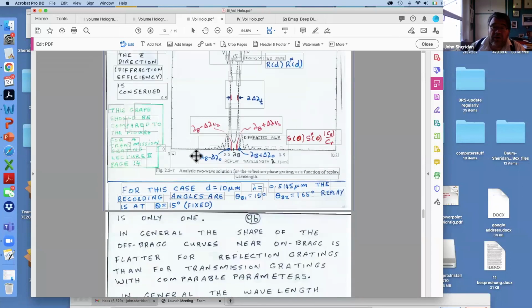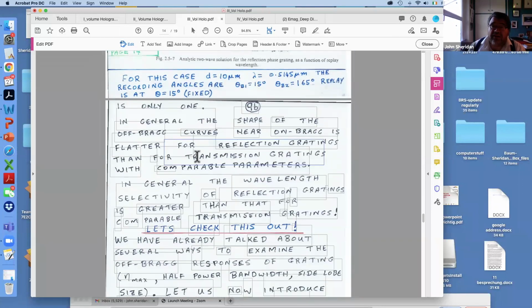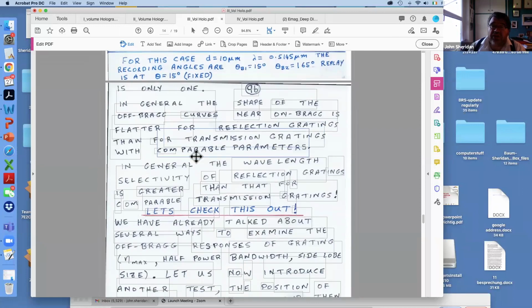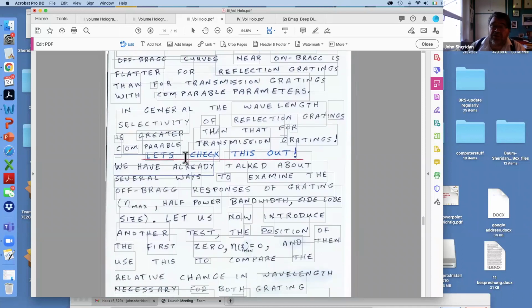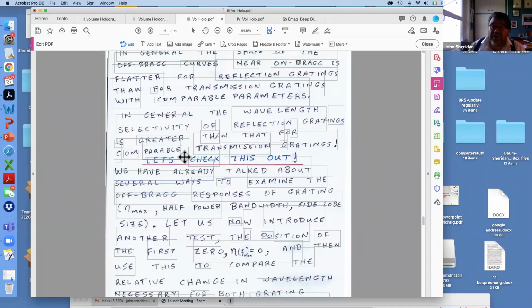There is only one case. In general, the shape of the off-Bragg curves near on-Bragg is flatter for reflection gratings, so I pointed that out to you, than for transmission gratings, with comparable parameters. So again, you can only compare like with like: similar thicknesses, similar grating strengths, or similar diffraction efficiencies.